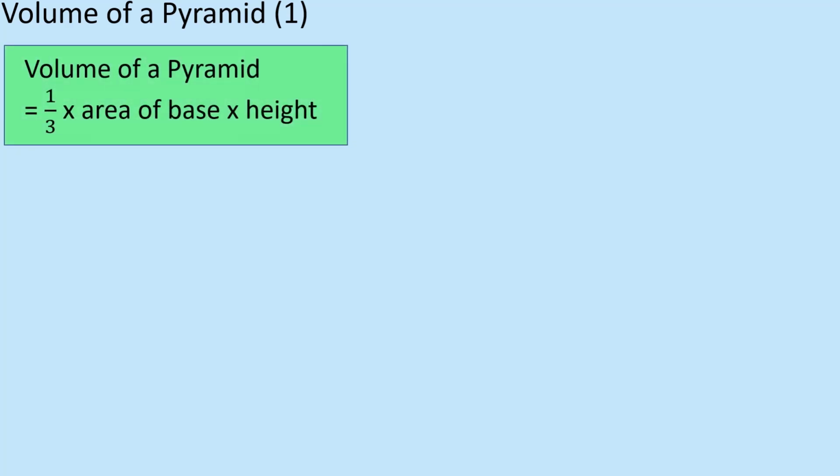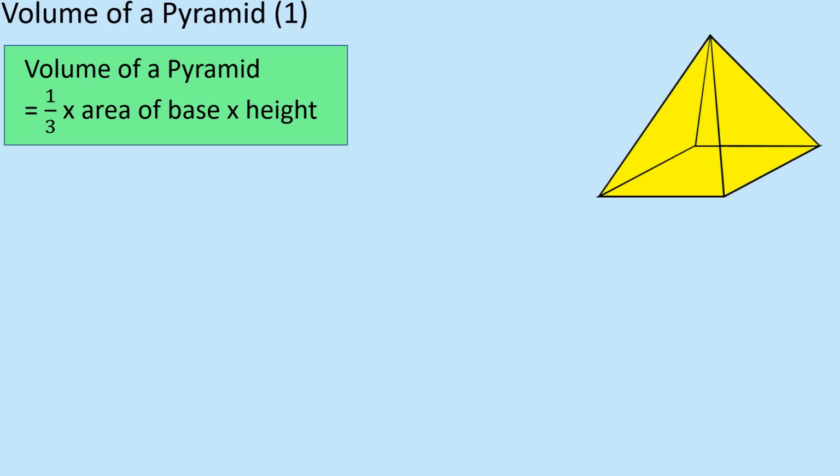So the volume of a pyramid is the same for any pyramid. It's a third times the area of the base, the bottom, times by its perpendicular height. That probably should say times by the height. So, this is what a pyramid looks like.